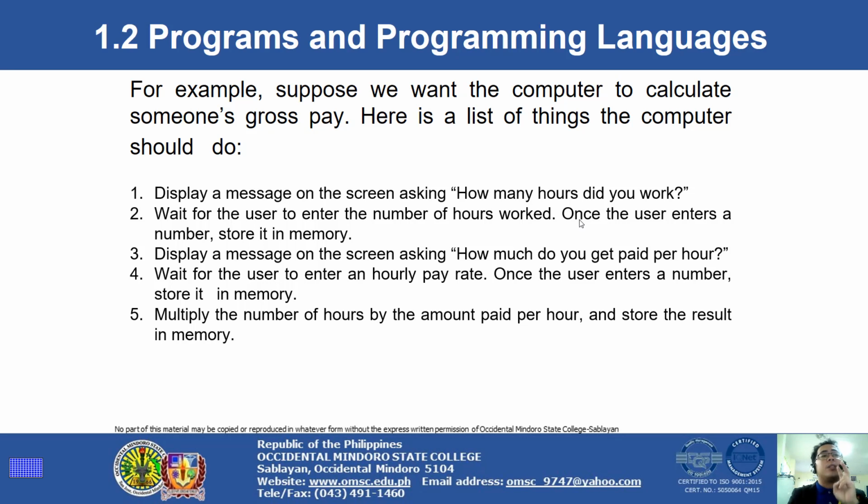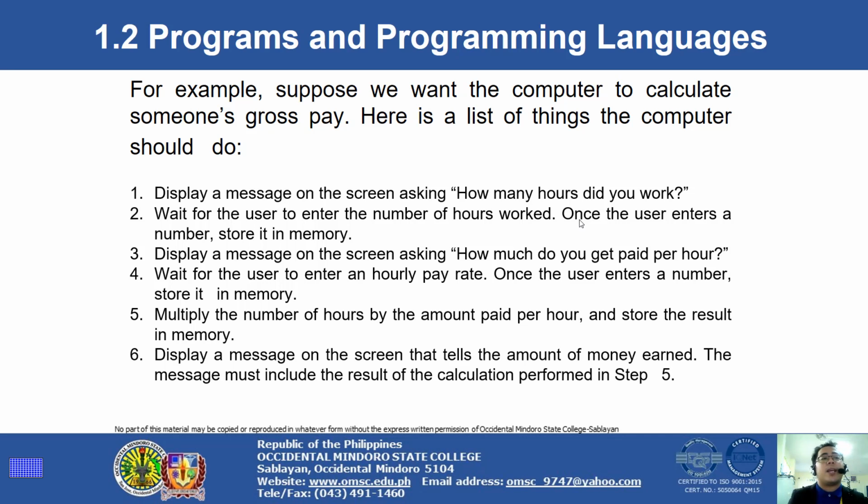After natin is, we're gonna multiply the number of hours by the amount paid per hour. So, para makuha natin yung gross pay ng employee na nagtrabaho, we're gonna multiply ilang oras ka nagtrabaho and also yung bayad mo per oras. Tapos, i-store siya ulit sa memory. Meaning, we have 3 memories na doon sa ating RAM. That is for the hours worked, the hourly pay rate, and also our result for the gross pay. Yung gross pay tatlo na.